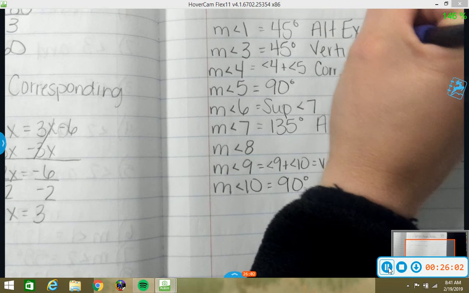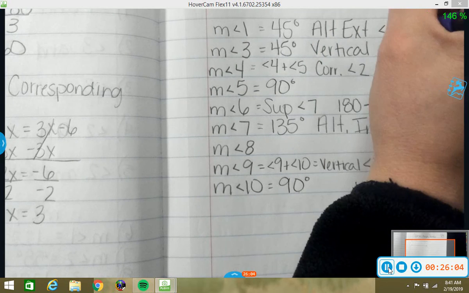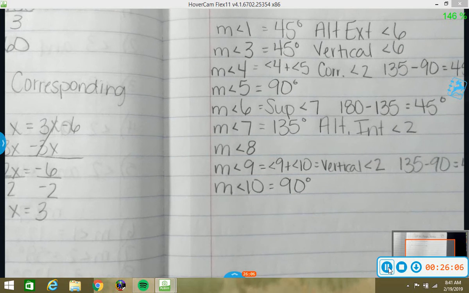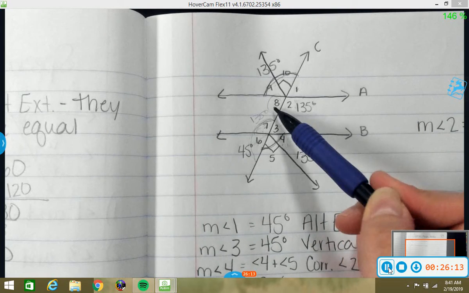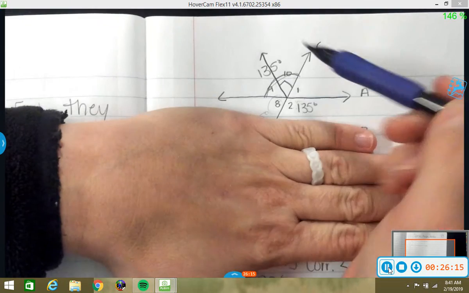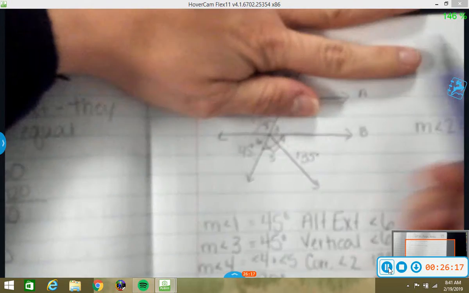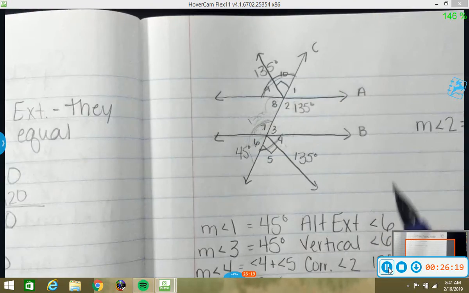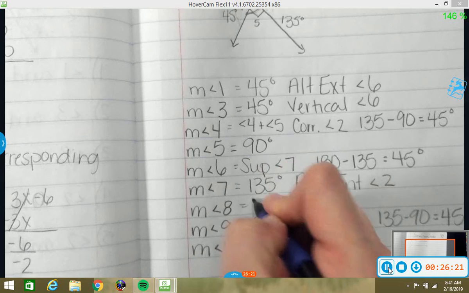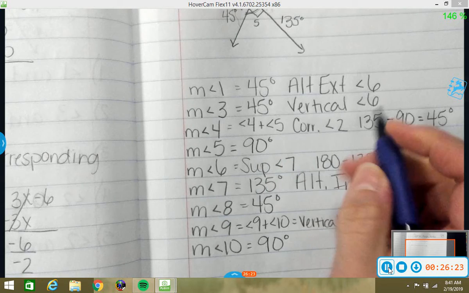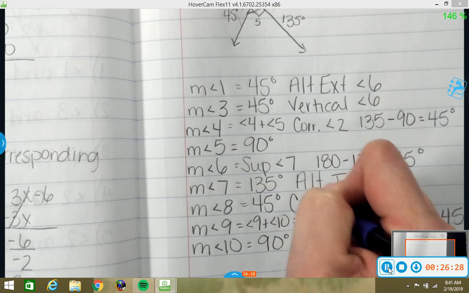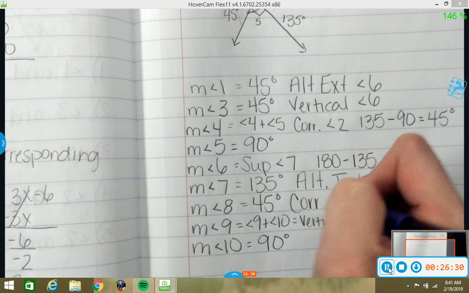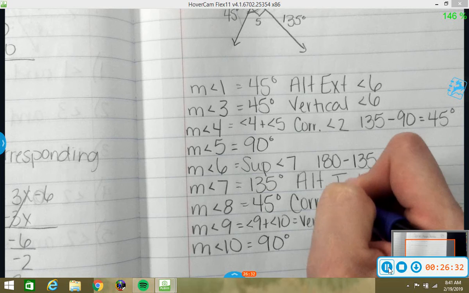So it's vertical to angle 6, and then we have 8 left. Corresponding to angle 6. So the only one we have left is 8, and you're saying that it's corresponding. It's in the same place. It's in the bottom left-hand corner. All right, so this is also 45 degrees. It is corresponding to angle 6.